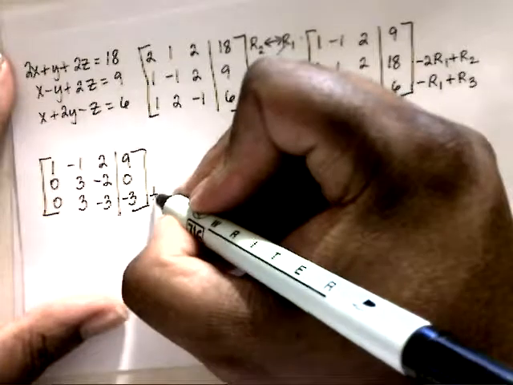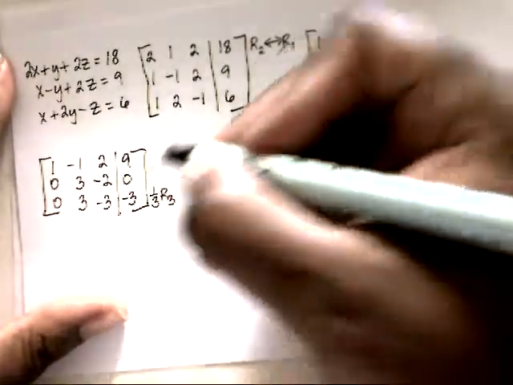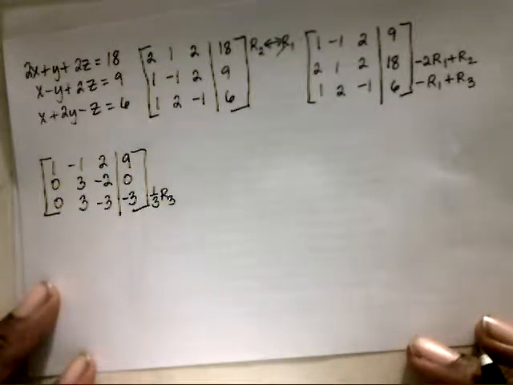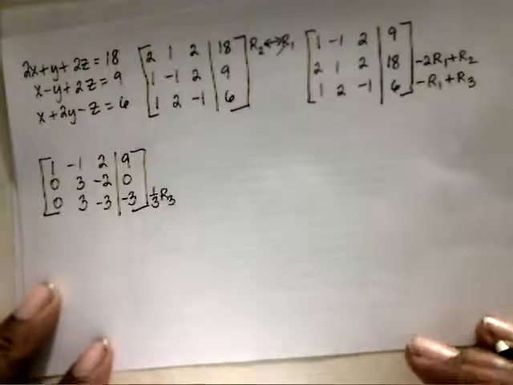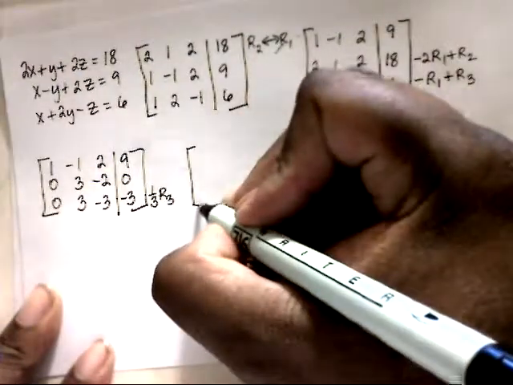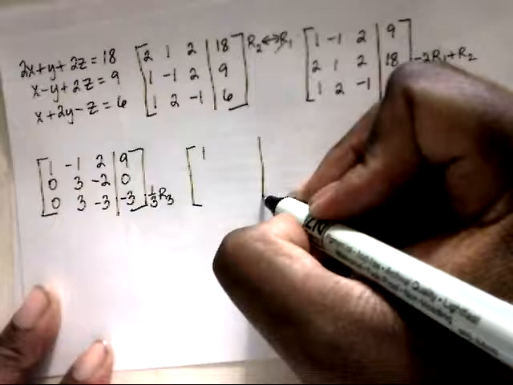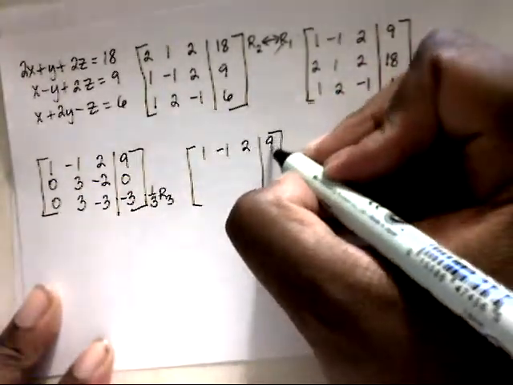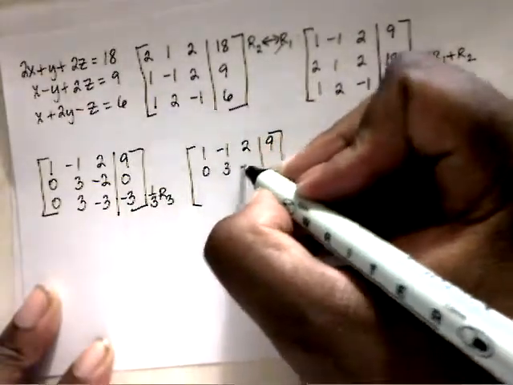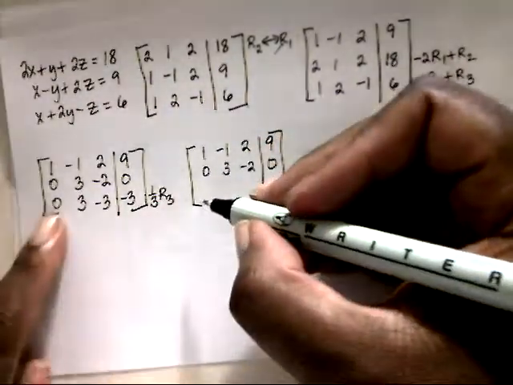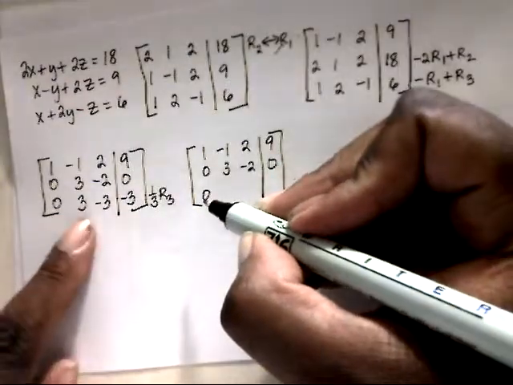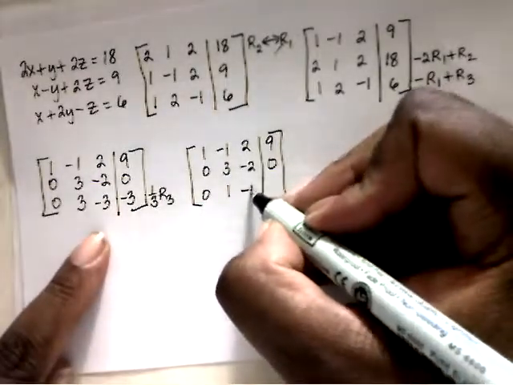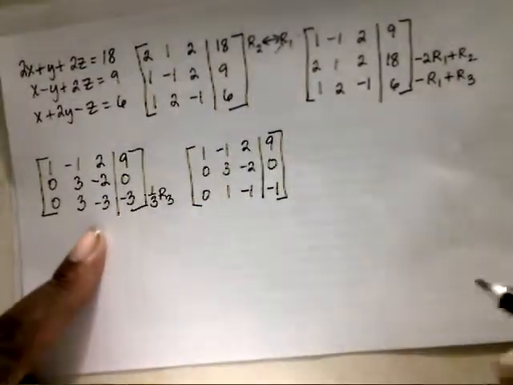I'm going to do 1/3 of the third row. And when I do that, the first row and the second row will remain the same. So I'll bring those numbers over, or bring those elements over. 1/3 of 0 is 0. 1/3 of 3 is 1. 1/3 of negative 3 is negative 1. And the same thing here.